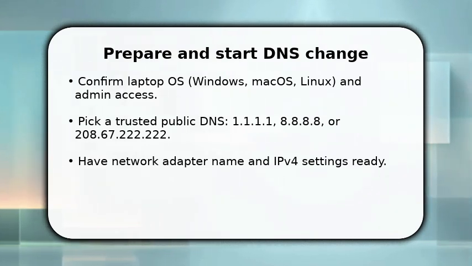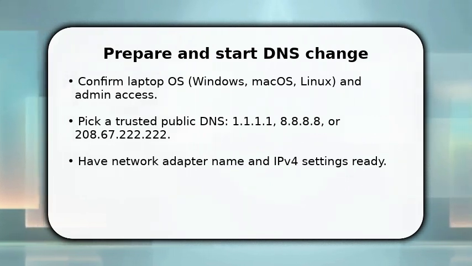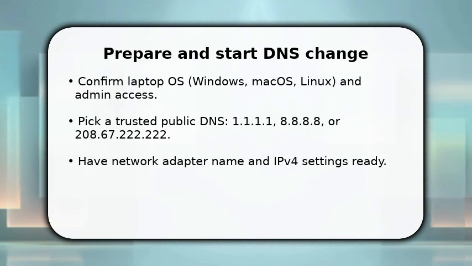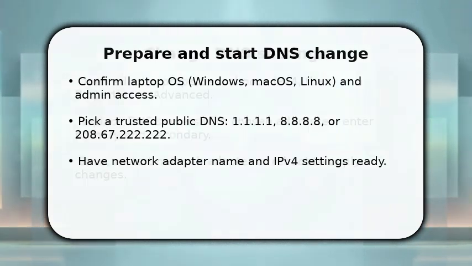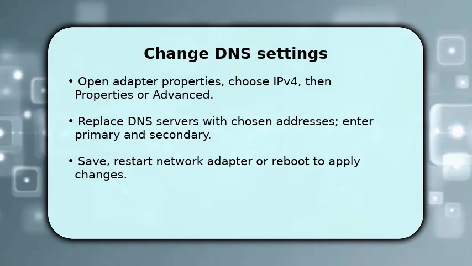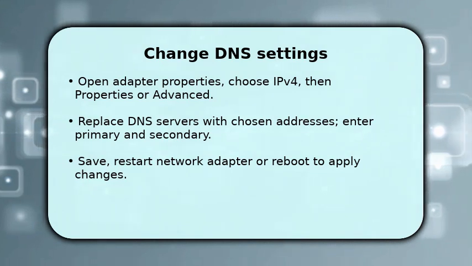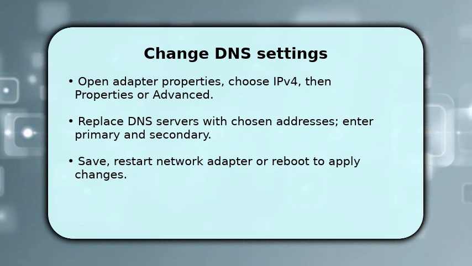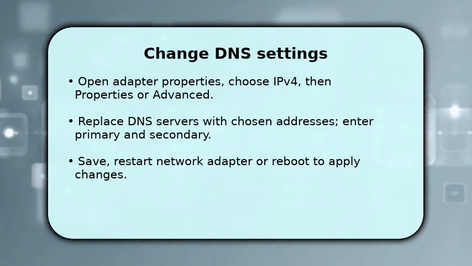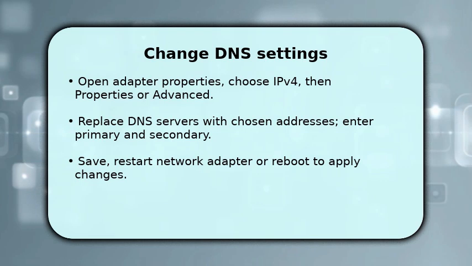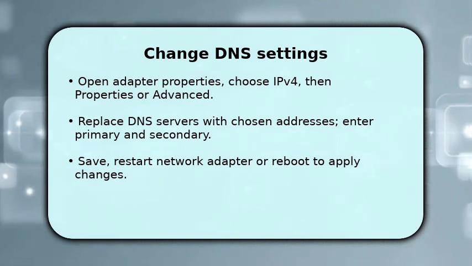Now open your network settings and locate the active adapter. Make sure you note the current IPv4 settings before editing so you can restore them if needed. You now change the DNS entries. Open the adapter properties, select Internet Protocol IPv4, and click Properties or Advanced. Next, switch from automatic DNS to manual and type the primary and secondary DNS addresses you picked earlier.